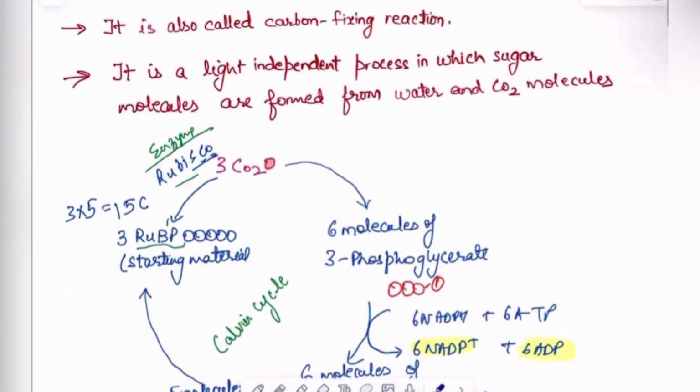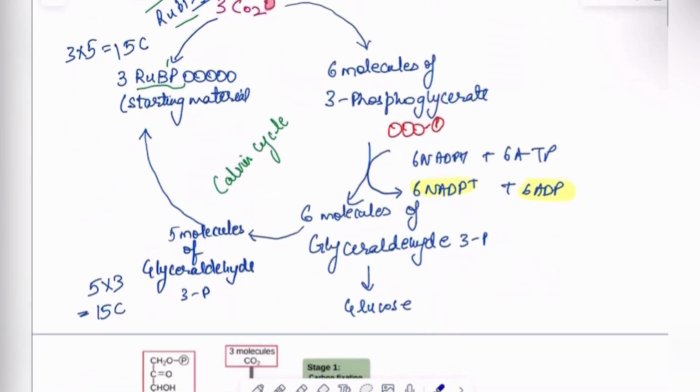3 carbon dioxide molecules plus 3 molecules of a 5 carbon compound called ribulose bisphosphate combine, 15 carbon plus 3 carbon, and together they form 18 carbon, that is 6 molecules of 3-phosphoglycerate. These 6 molecules of 3-phosphoglycerate then react with 6 NADPH and 6 ATP to form 6 NADP plus and 6 ADP, so that 6 molecules of glyceraldehyde 3-phosphate can be formed.